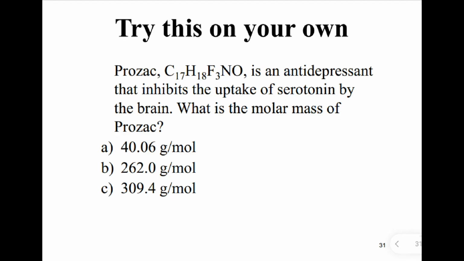So Prozac, which is an antidepressant that inhibits the uptake of serotonin by the brain. What is the molar mass of Prozac?